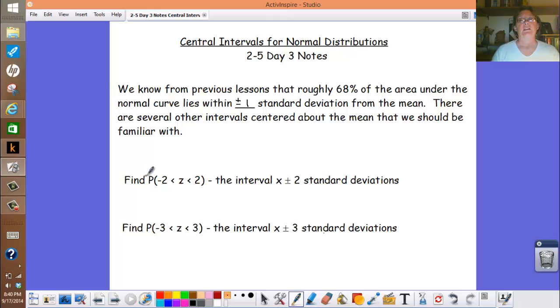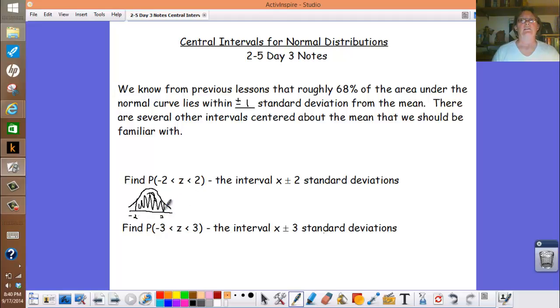So first we're going to ask you to think about this: finding the probability that a z-score lies within two standard deviations of the mean. I want to draw the picture because I think that's helpful. Two standard deviations is out here, so kind of like that. We want to know the area that's between -2 and 2 in z.